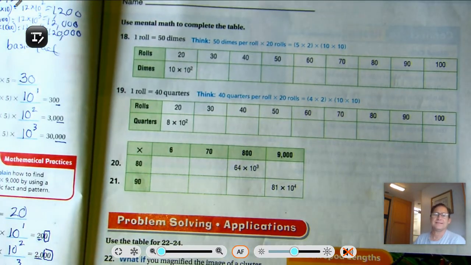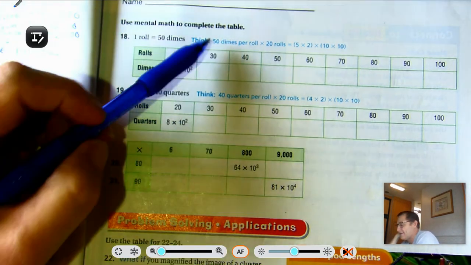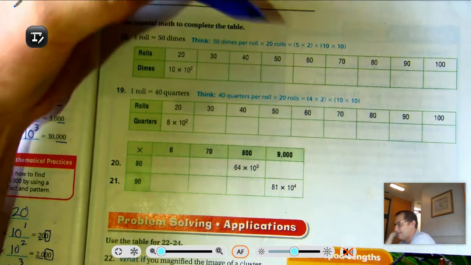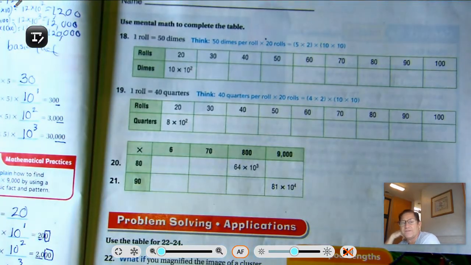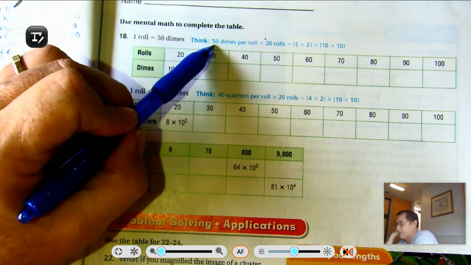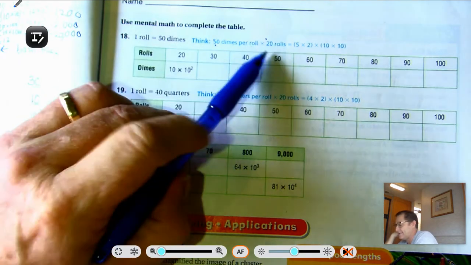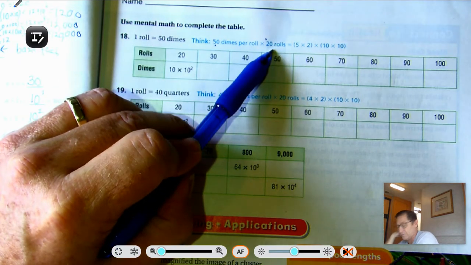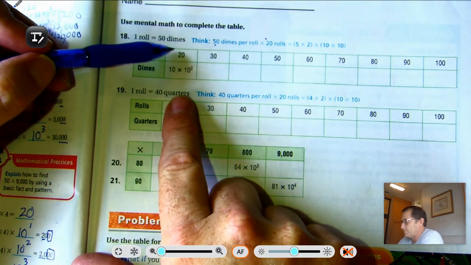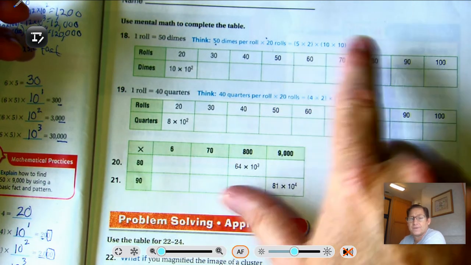Use mental math to complete the table. So they're telling us one roll equals 50 dimes. And we can think 50 dimes per roll times 20 rolls is the same as saying 5 times 2, the basic math fact, times 10 times 10. Now, where did we get 10 times 10? Because there's a 10 in 10 times 5, right, to get 50. And there's a 10 times 2 to get 20, so 10 times 10. So if we have 20 rolls, we would have 5 times 2 times 10 to the second power.